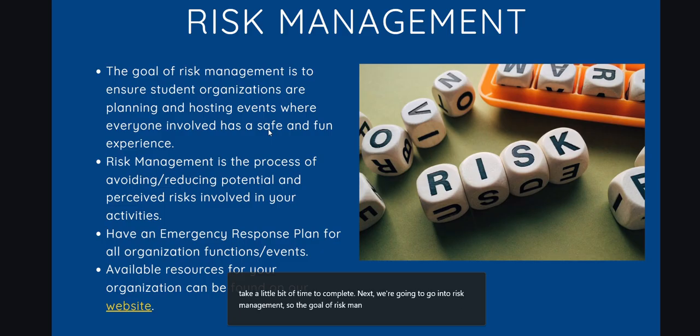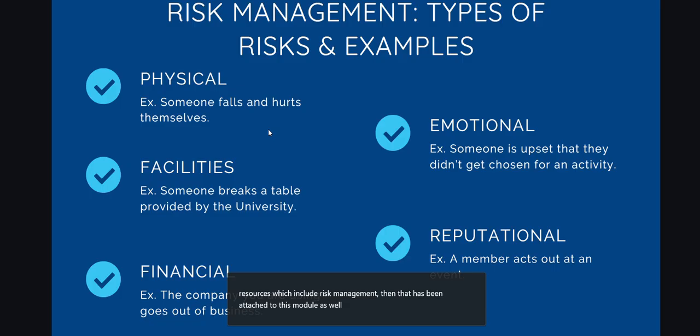So the goal of risk management is to ensure student organizations are planning and hosting events where everyone involved has a safe and fun experience. Risk management is the process of avoiding and reducing potential and perceived risk involved in your activities. So it's best to always have an emergency response plan for your organization, your functions, and your events. If you've never seen our resource page, or you need a few resources which include risk management, that has been attached to this module as well.